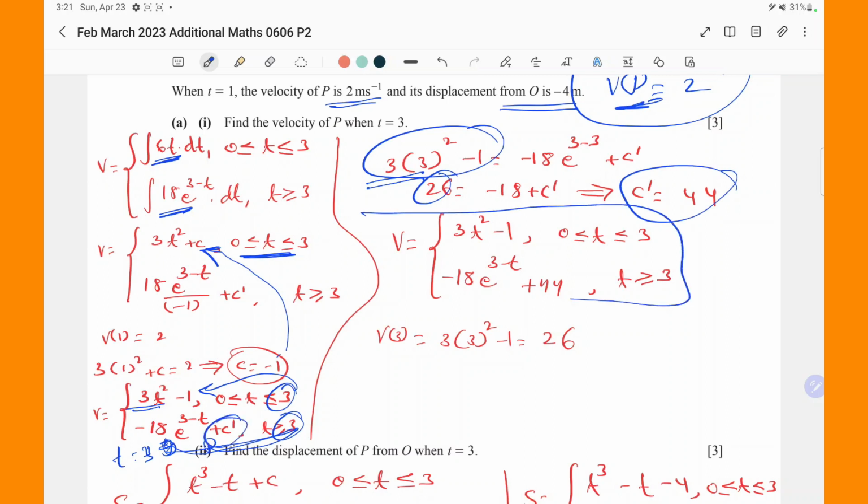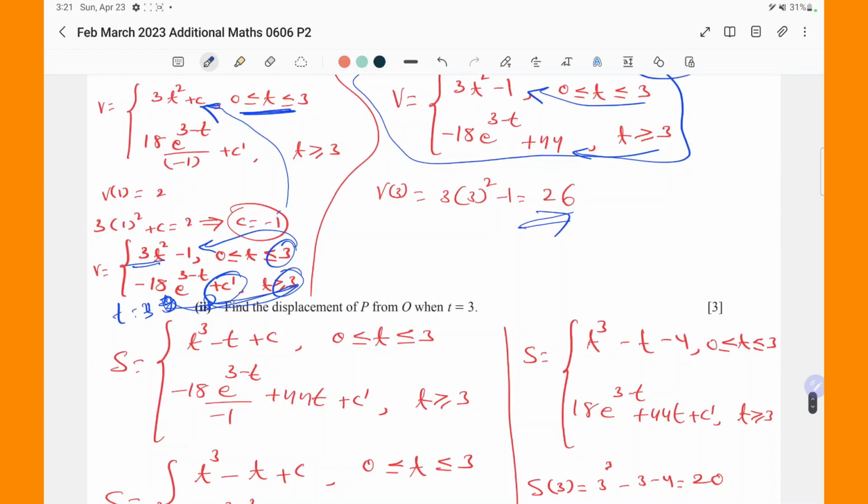So now we have the velocity function. Now we need to find v3. So v3, either you can put here or you can put here. You will get the same answer. So v3 will be 26. Just calculate precisely. So now we got v3.